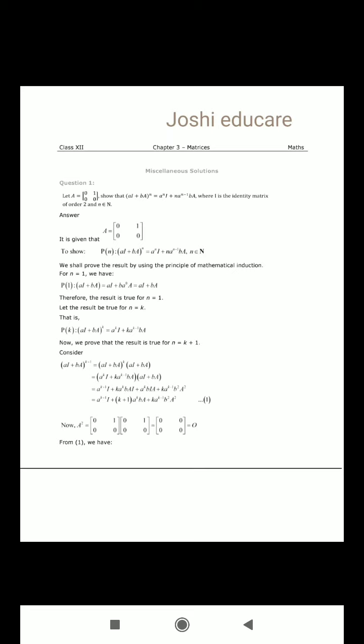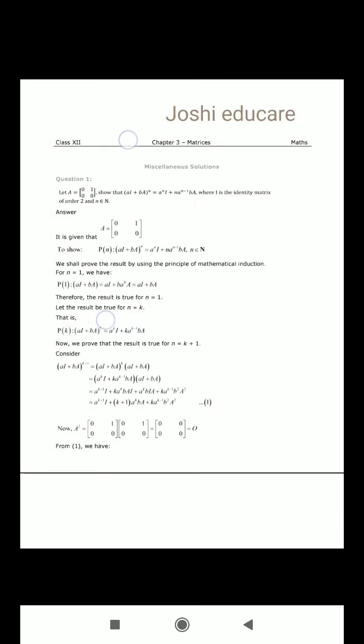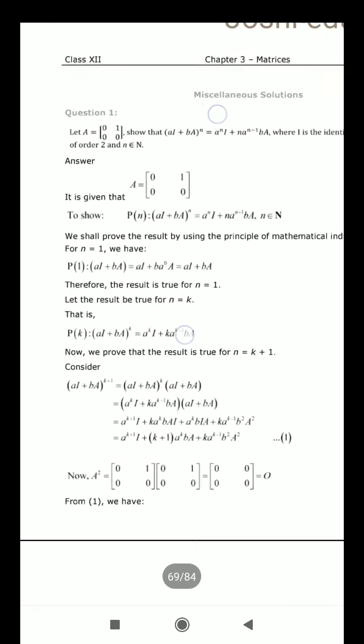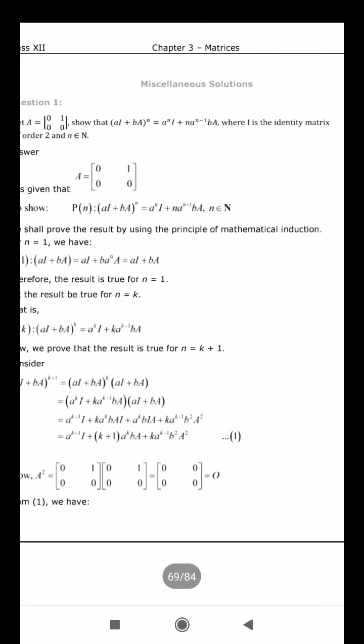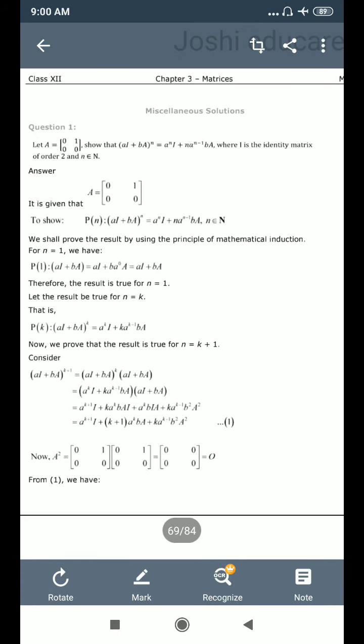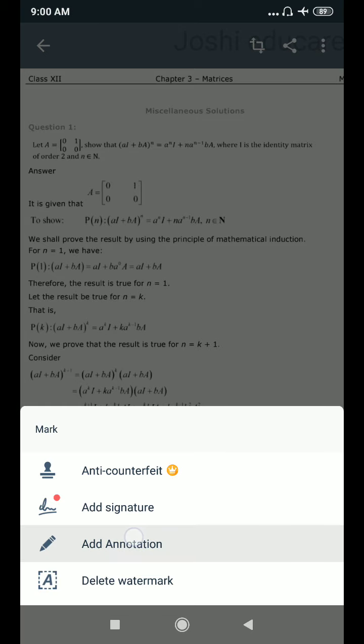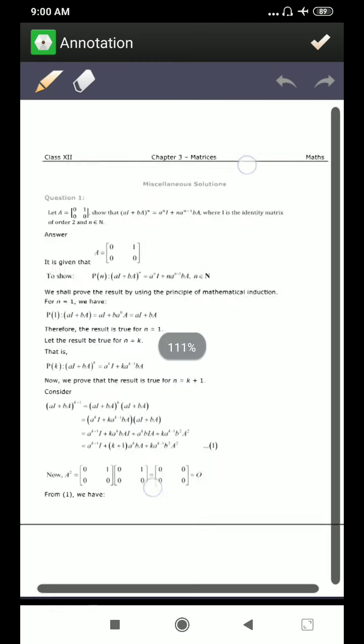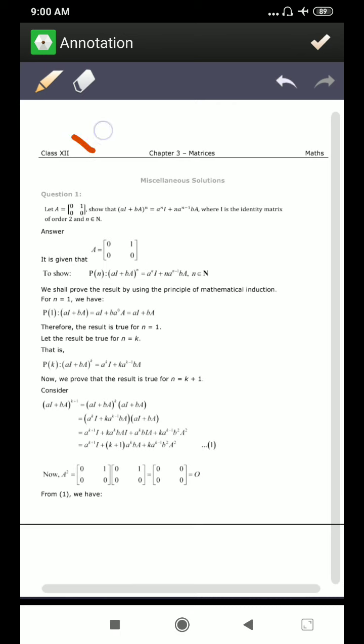So in chapter number 3, your question number 1 is based on the principle of mathematical induction, where A is given equal to 0, 0, 1, 0. Show that (AI plus BA) raised to power n is equal to A raised to power n into I plus n into A raised to power n minus 1 into BA. It's a very important question. When I say it's important, you have to take care of that, because it can be asked in the exam. Important means from the CBSE point of view. Learn to solve that question.